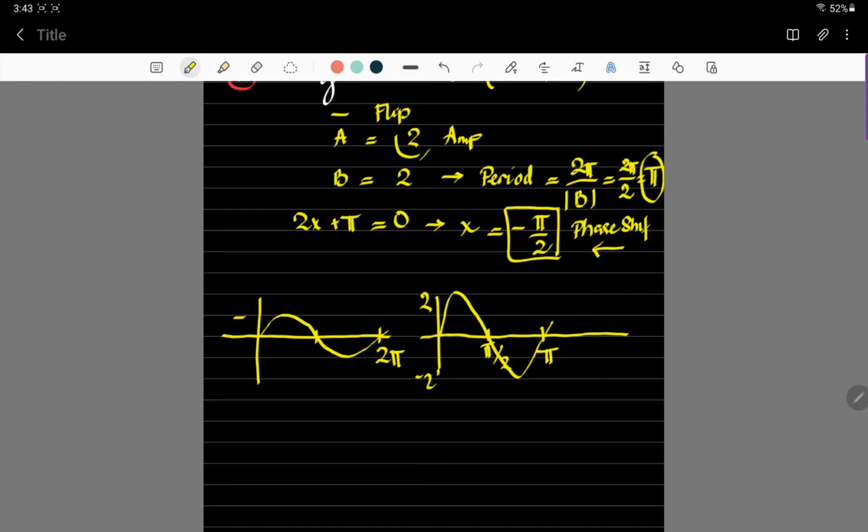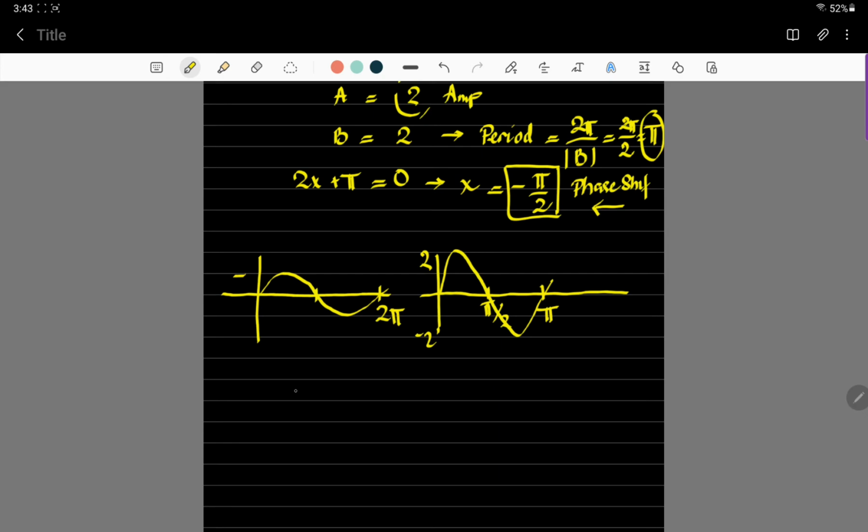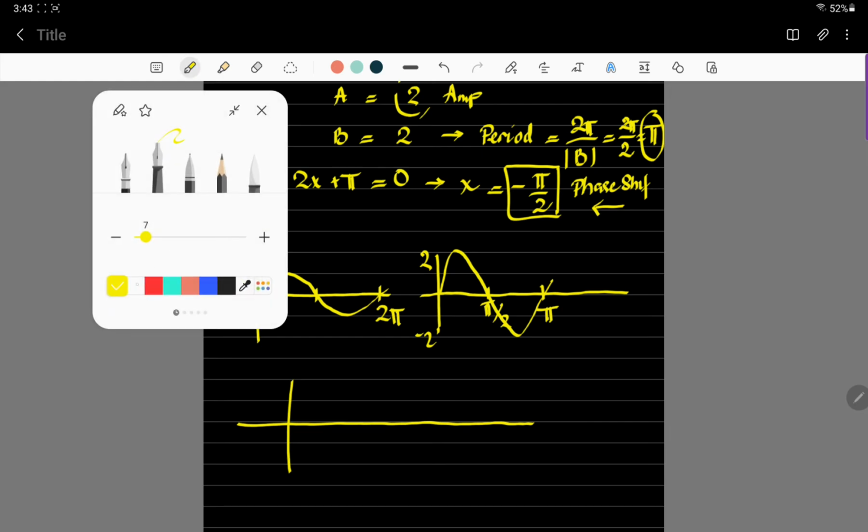Okay, we're not done yet. Okay, but now guess what? We're shifting it because we shift to the left, pi over 2. Okay, so let's change the whole thing. Okay, so let's change the color to white.